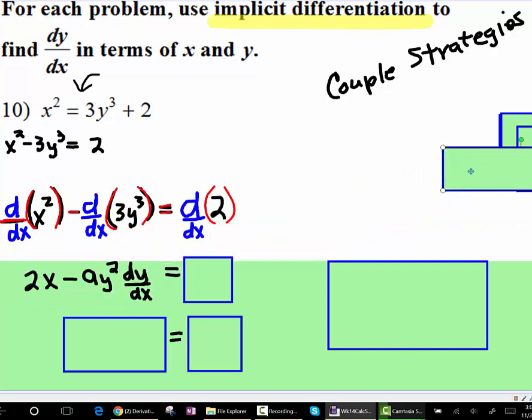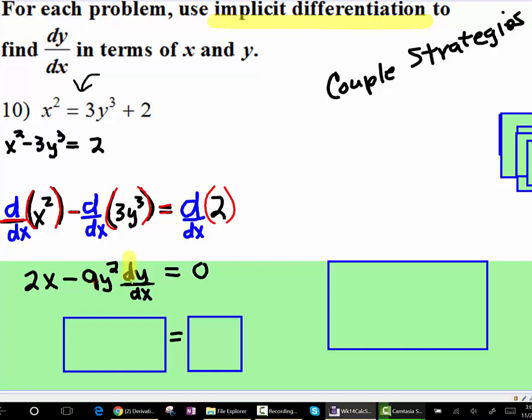Here's where the tricky part comes in. So the derivative of x squared is just 2x. And then there's a subtract sign. The derivative of 3y cubed, that's a 9y squared. But we're in trouble. That's not an x. So all we can do right there is we have to take the derivative of y squared times the derivative of the y. Okay? And then the derivative on the right side, the derivative of a constant is 0.